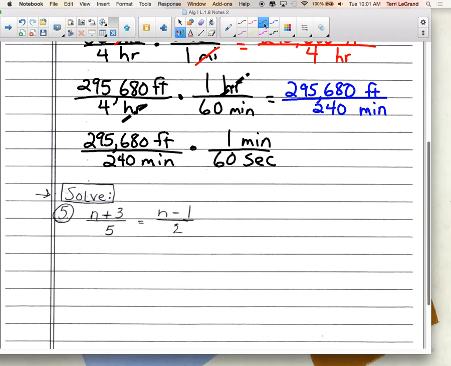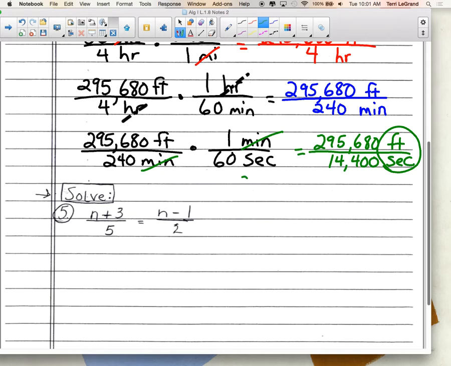And again, our goal was to get the minutes to cancel away, the label minutes. So now we are going to take 295,680 times 1, and those are still feet. 240 times 60. Devin? 14,400. 14,400, and the label for that is? Seconds. Okay. Are we finally at the label we want? Yes. Okay, so since we're finally there, do we want to leave it like that? No, we want to divide it out now. Now's when we're going to divide it out.